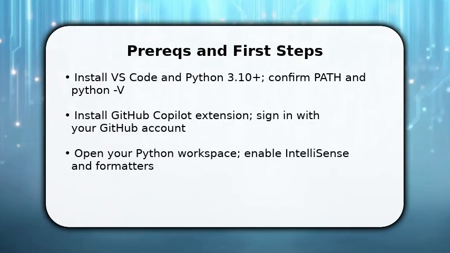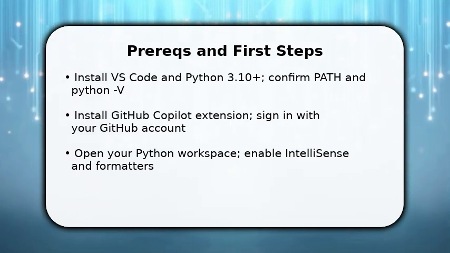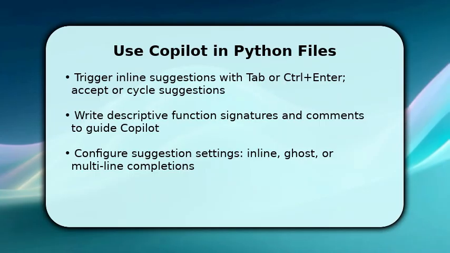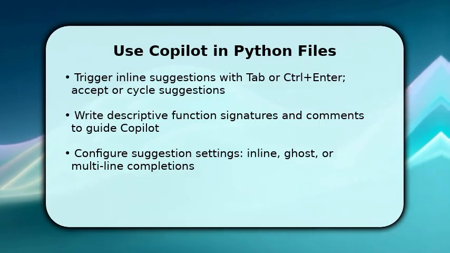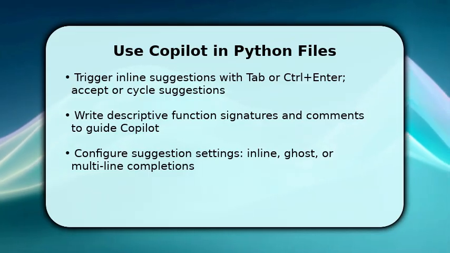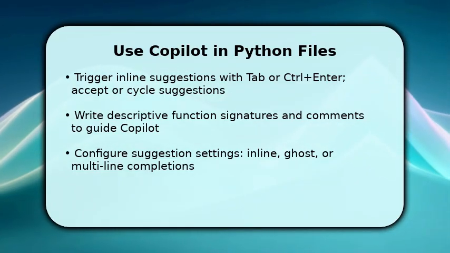Enabling formatters and linting early prevents suggestion conflicts and keeps code style consistent. You begin by opening a .py file and typing a clear function signature or comment. Copilot reads that context and proposes code. Use Tab to accept, Control plus Enter to show alternative suggestions, and Alt plus ] to cycle. This gives you fast iterations.